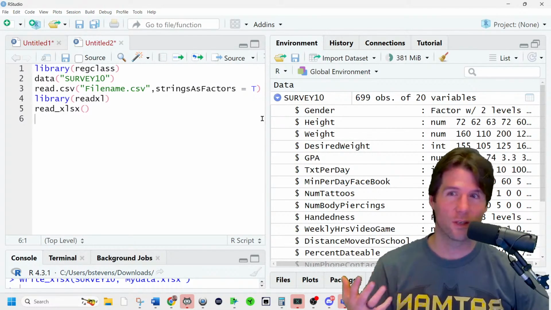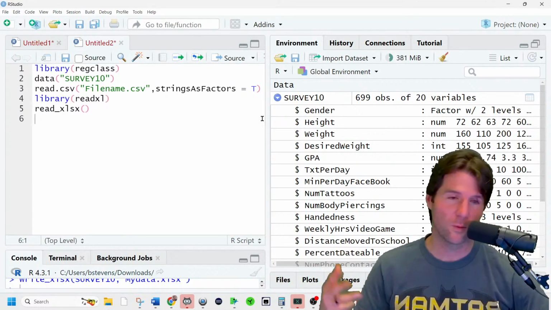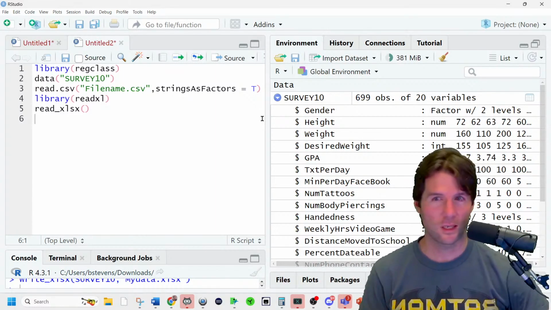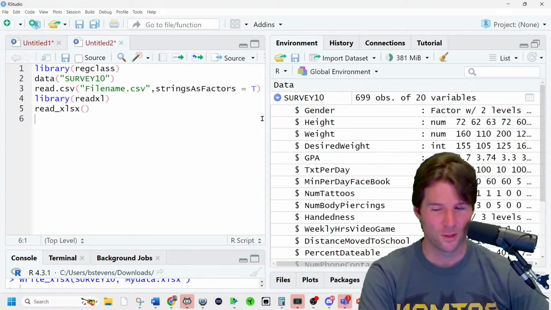There's lots of other data sets. There's survey 10, there's survey 9, there's survey 11, there's the wine data, there's the football data, there's the attract M data, there's the attract F data. There's so many data sets for you to use. Survey 10's mine.